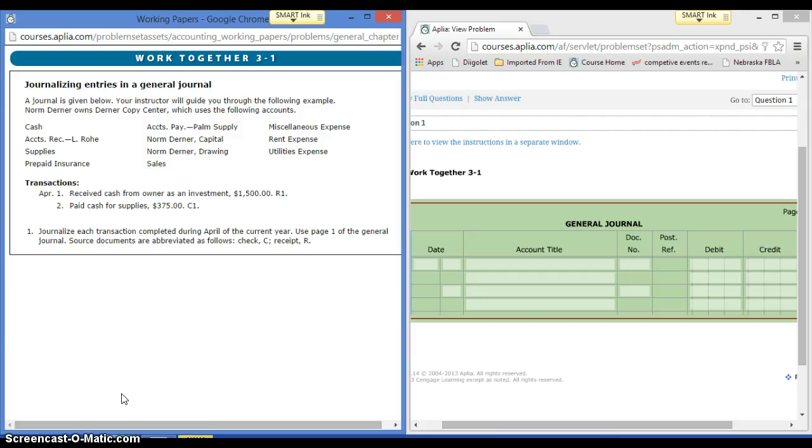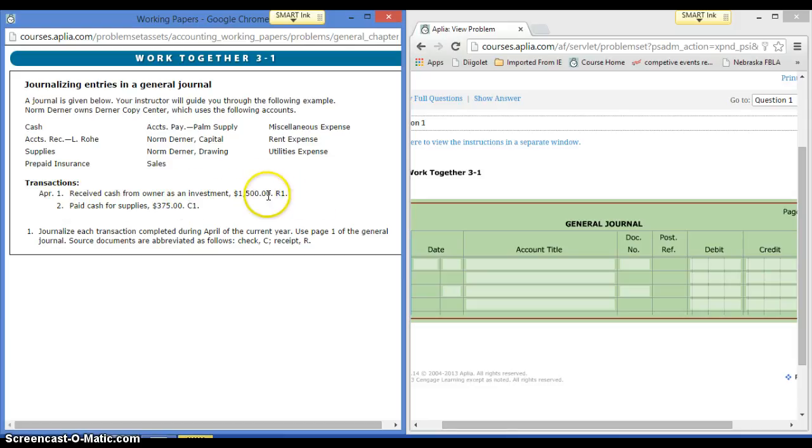So when you open up 3-1 work together, this is what you're going to see. Over here on the left is your instructions, on the right is the general journal. On your instructions up here at the top, just like before, is your list of accounts. So we have our cash, accounts receivable, supplies, prepaid insurance, accounts payable, capital, drawing, sales, miscellaneous expense, rent expense, and utilities expense.